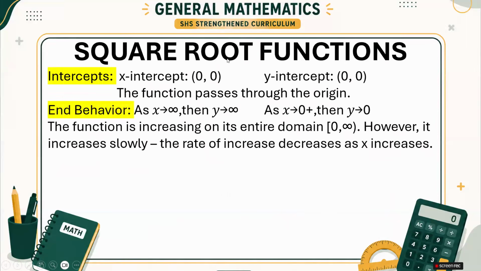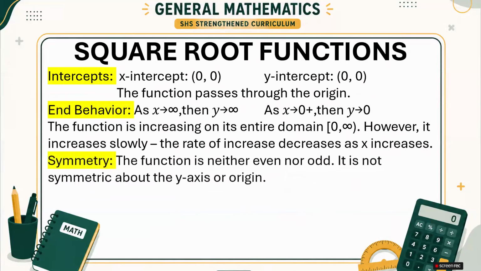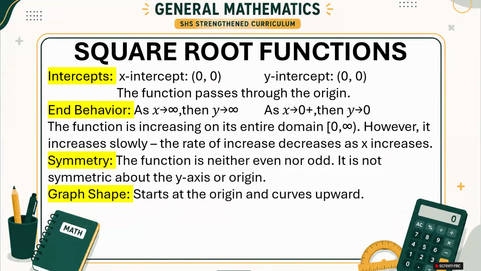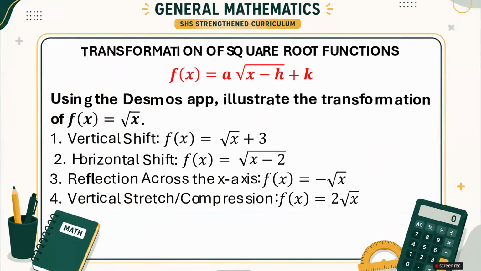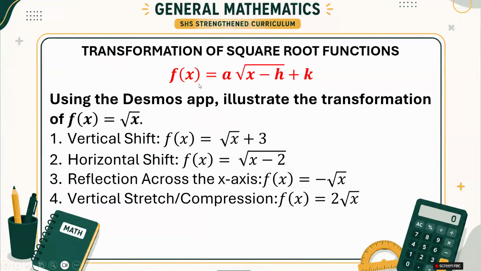For the intercepts, behavior and symmetry, I will not linger on this anymore because we want to focus on the transformation of the square root function. Given this general form of the transformation, we have f of x equals a times the square root of x minus h plus k. Let's have the vertical shift first. Again, what is the effect of k?